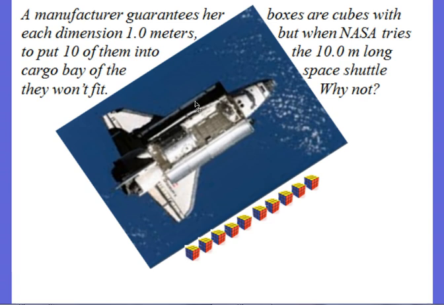So here's the problem. This person has manufactured cubes that are 1 meter on a side, but when NASA tries to put them into a space that is 10 meters long, they do not fit. And the question is, how come? Did they fail to make them 1 meter on a side? Or did NASA fail to make the cargo bay 10 meters long? What's up with that?